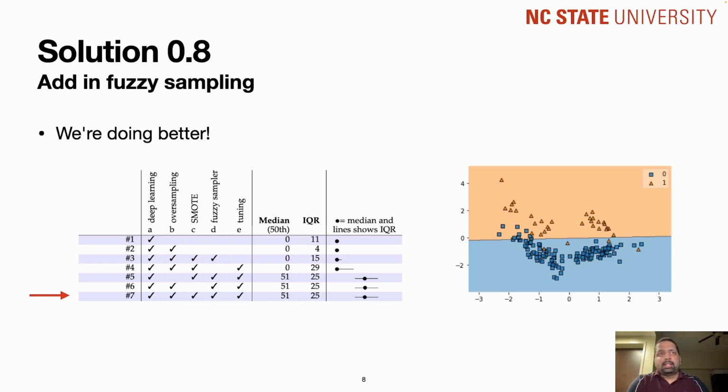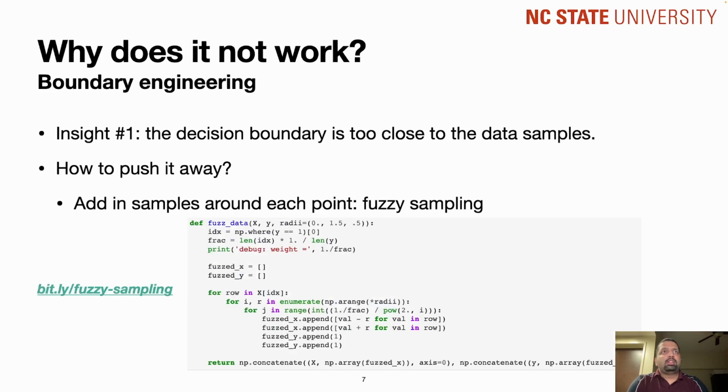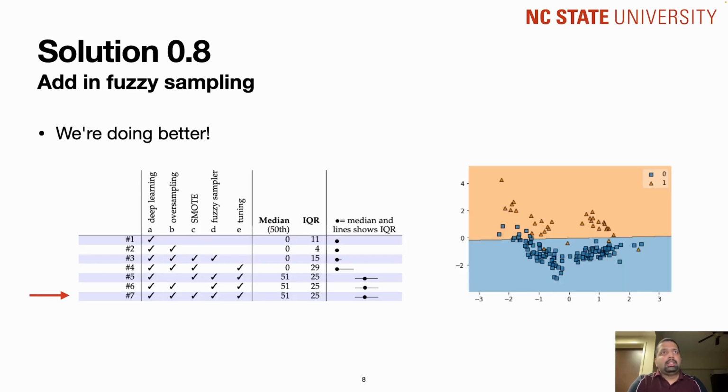Now we need the oversampling additionally because although fuzzy sampling is an oversampling technique, it reverses the class imbalance. It doesn't actually balance the classes. And so we use an oversampling technique to make it better, make the classes balanced again. And so this is showing some promise. This is our solution 0.8, so we're nearly there. What can we do better still, and how is that?